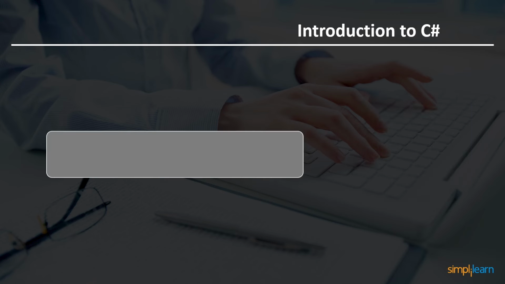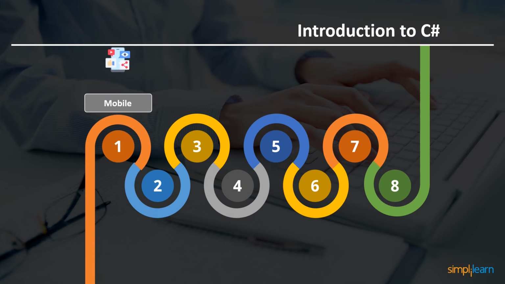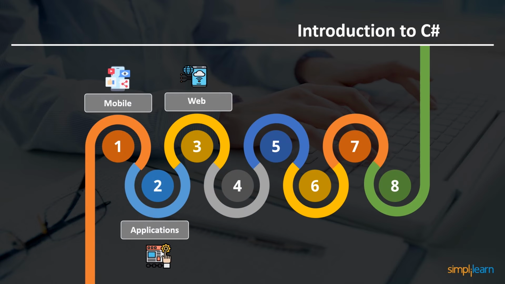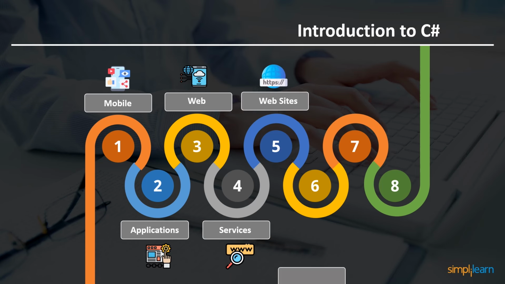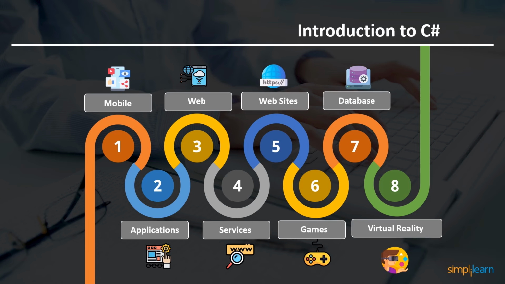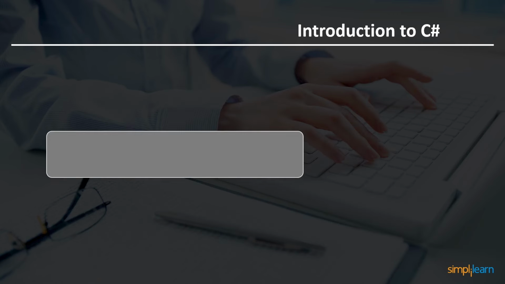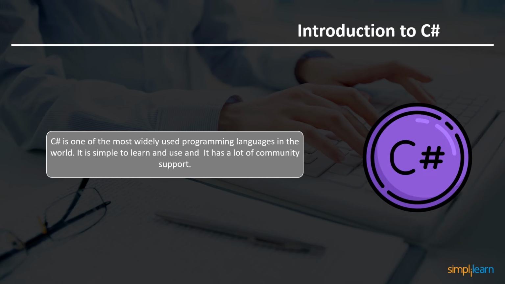In the year 2002, the first version was released. C# version 8 is the most recent version, which was released in September of the year 2019. C# programming language is used in various fields including mobile applications, desktop applications, web services, websites, games, database applications, and virtual reality. Now, we will look at why we should use C# programming language.